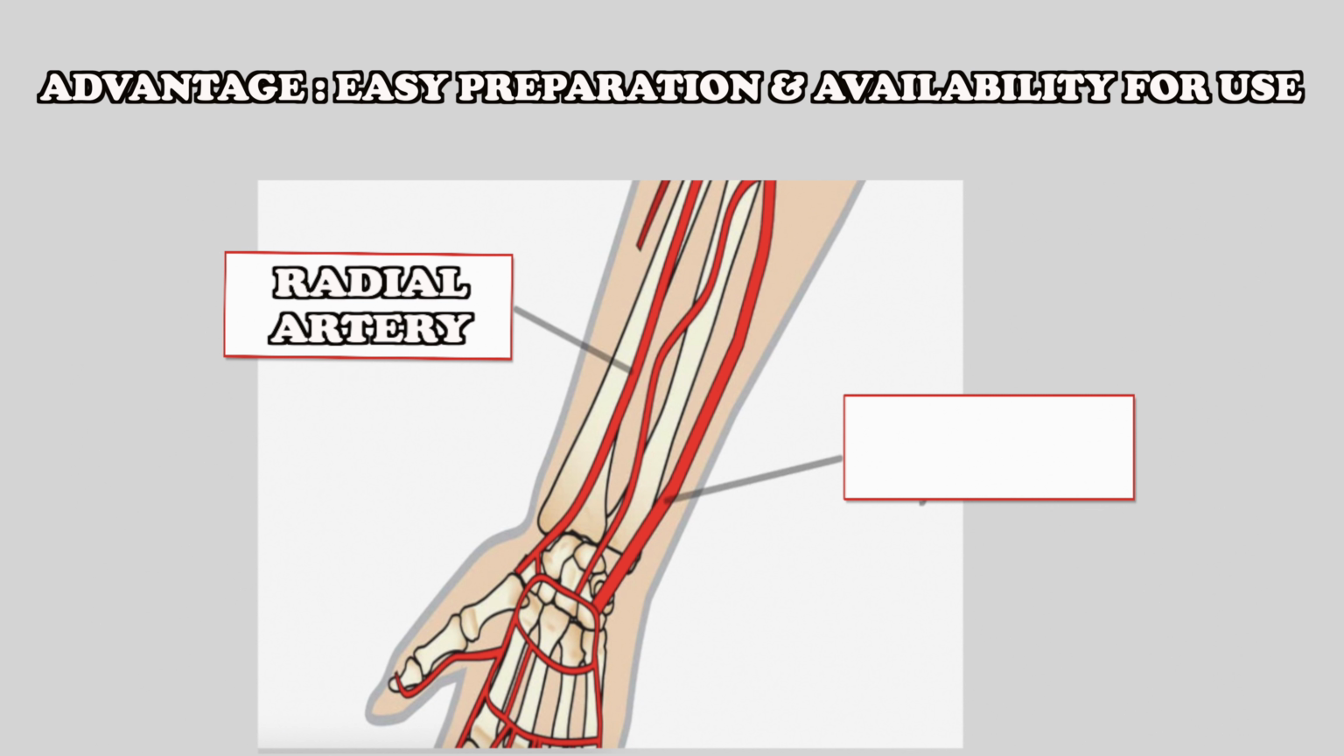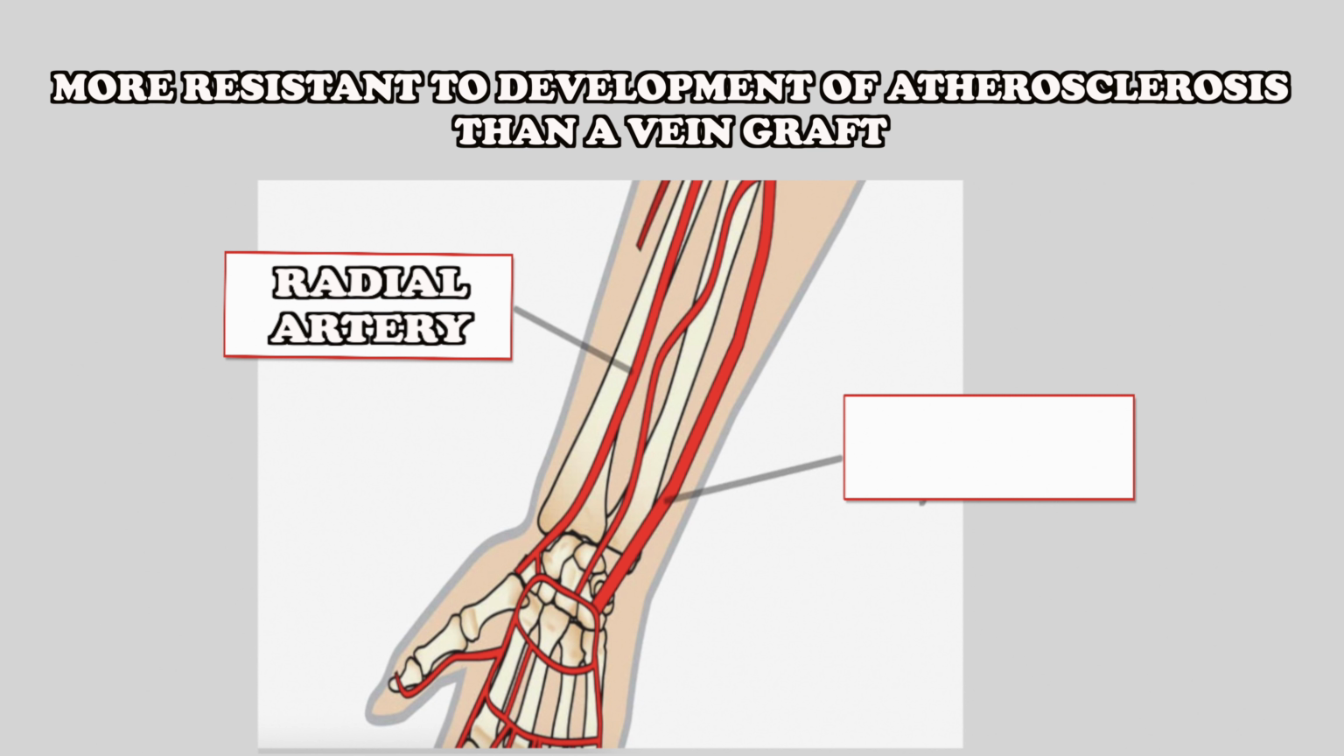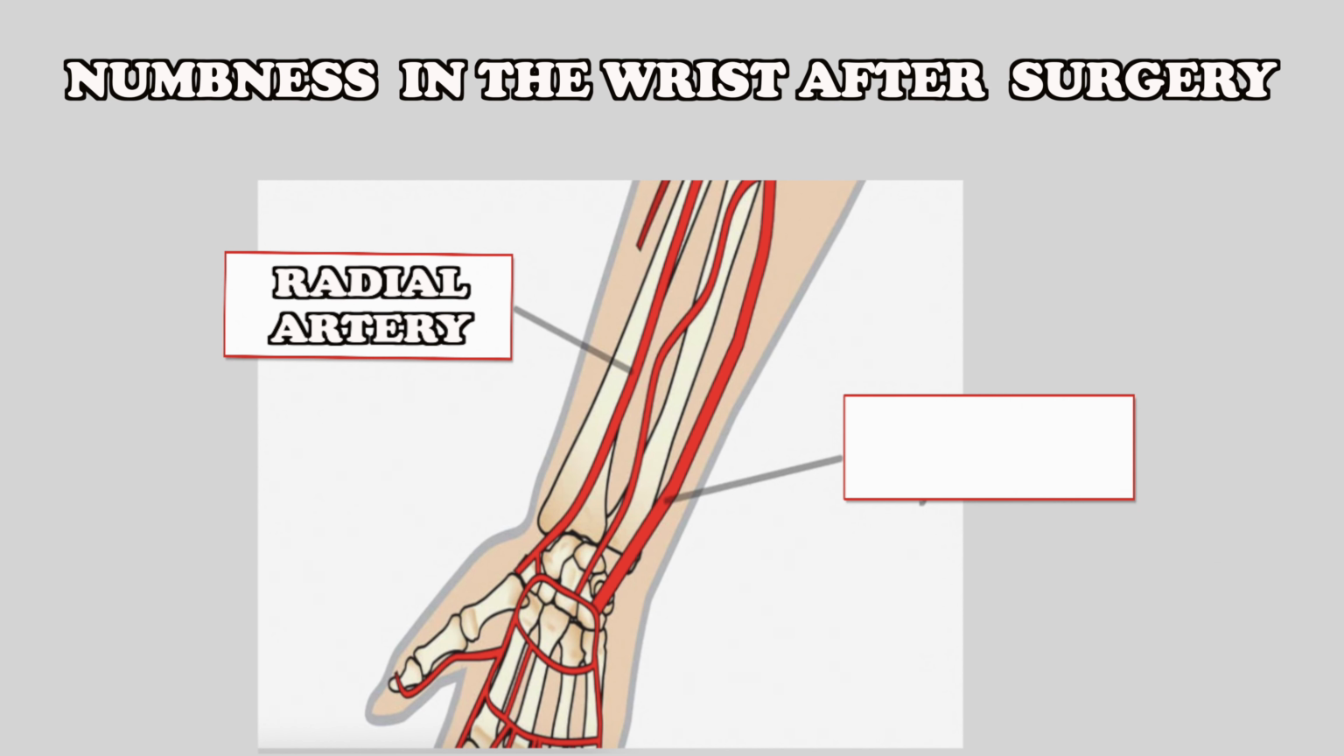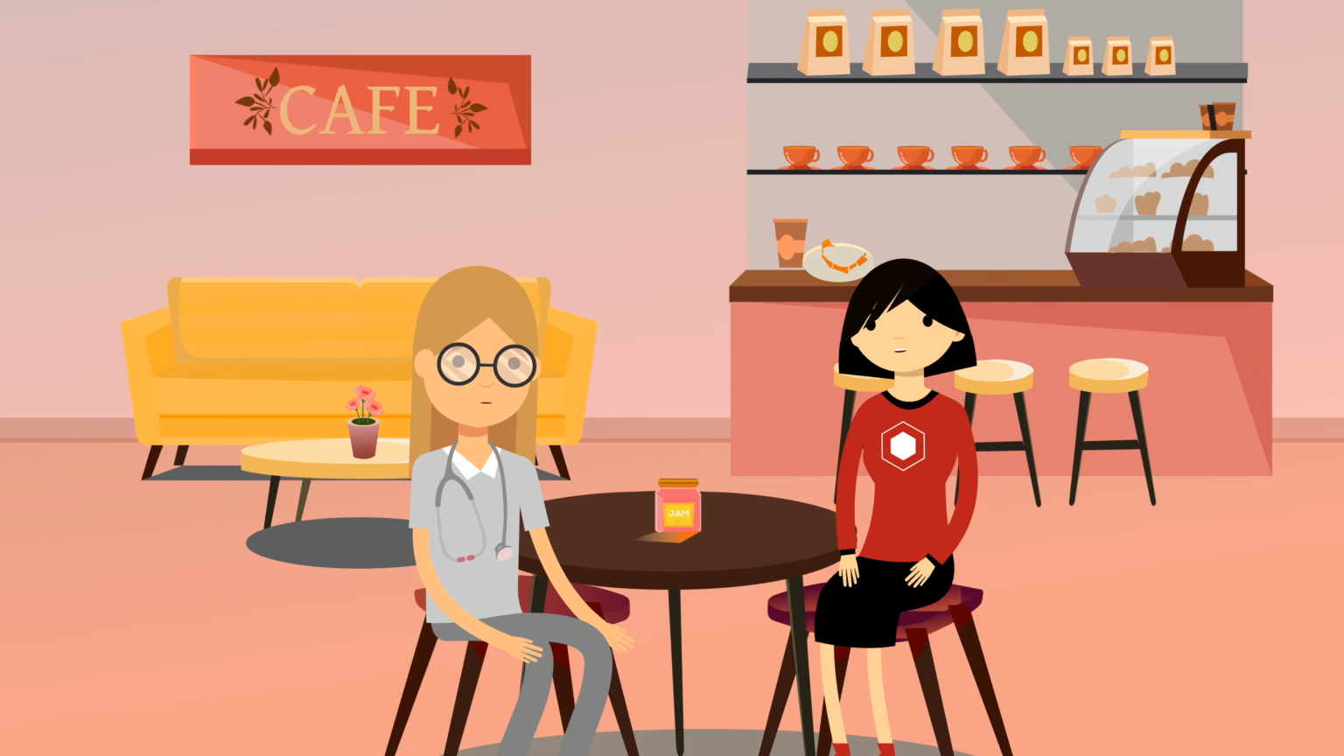But the advantage of the radial artery graft is the easy preparation and availability for use. It is also more resistant to development of atherosclerosis than a vein graft. Some people who have radial artery bypass grafts have numbness in the wrist after surgery, but this sensation usually goes away. How about the saphenous vein? What are the advantages and disadvantages?